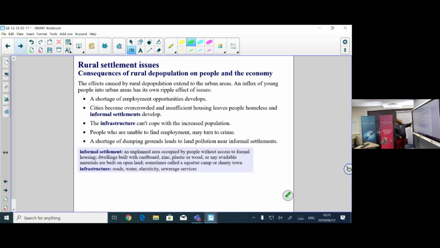Right, settlements. In continuation here, the effects caused by rural depopulation extend to the urban areas. An influx of young people into urban areas has its own ripple effect on issues.